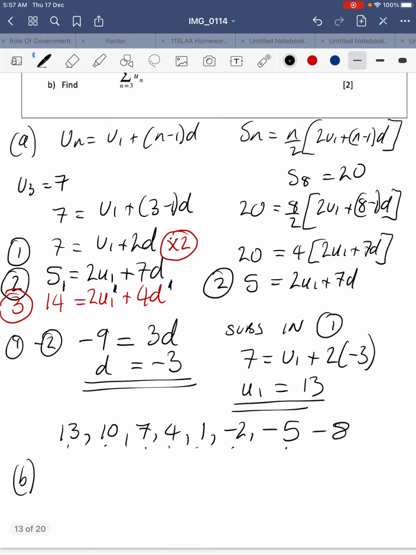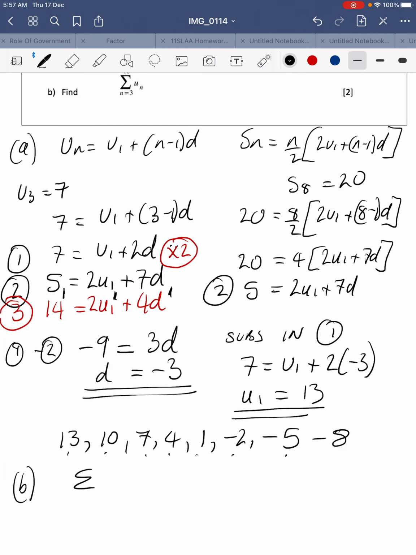We want the sum from 3 to 10 of u of n. So remember what u of n is. U of n is u1, which we now know is 13, plus (n minus 1) times negative 3. So that's what we're trying to find the sum of from 3 to 10. Now there's a number of ways of doing this. You can use your original ideas, or you can generate a new series just using sigma notation from here. And I'm going to tidy this up a little bit.